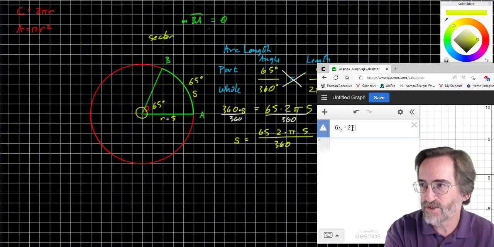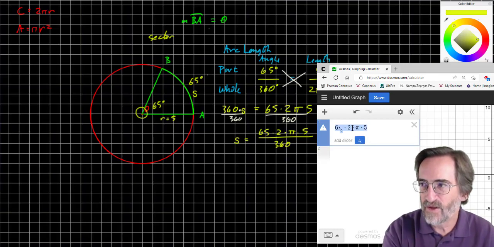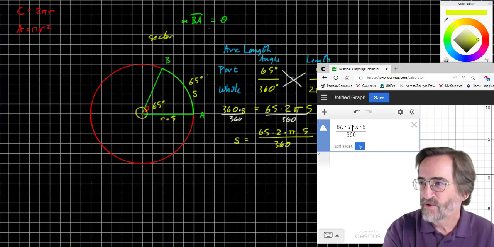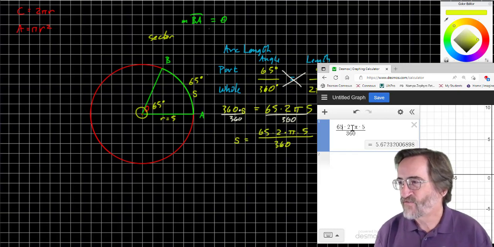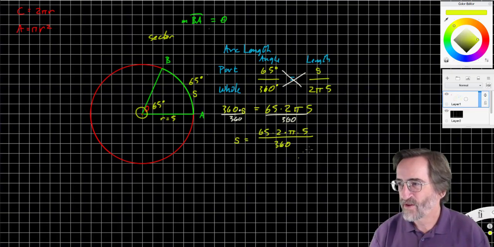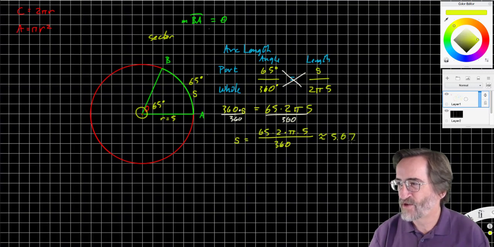65 times 2 times pi times 5. You just have to select it all and then divide by 360. And I've got an error there. 65. There we go. All right. So we get 5.67. So the arc length is about 5.67. Arc length 5.67. Okay? Inches if you're using inches.